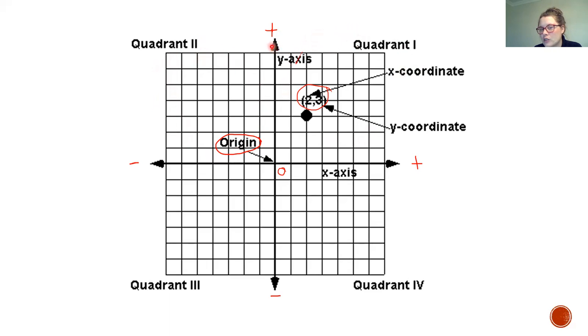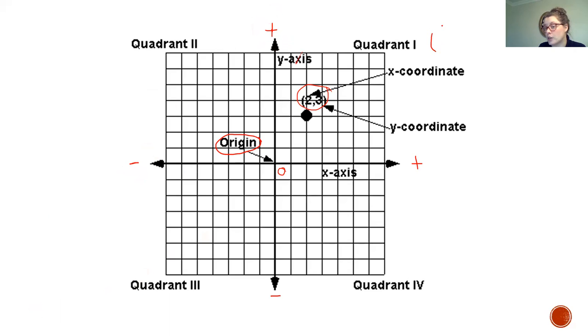Now in quadrant 1, any point on this side will have positive x because it's to the right of the origin, and a positive y because it's above the origin. When we're over in quadrant 2, we're to the left of the origin, so it's always going to have negative x's, but it will always have a positive y. So we might just take a minute and actually write those down to help us remember, because this is going to be really useful for us.